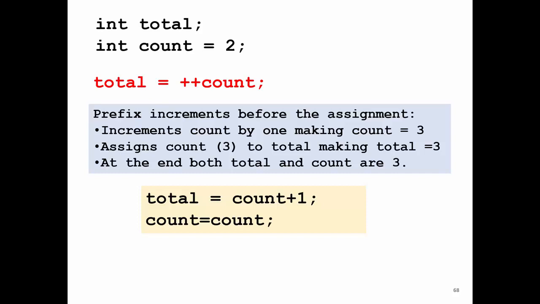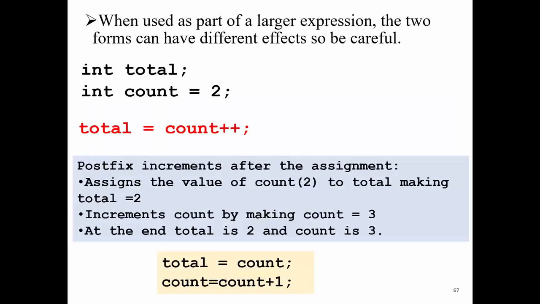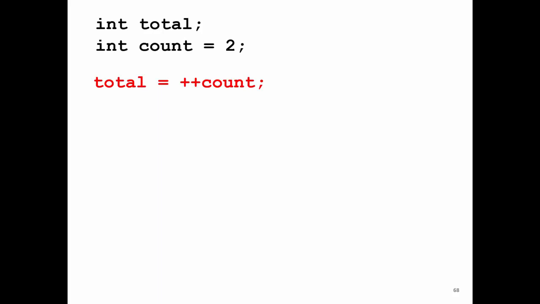But always, increment and decrement operators change the value by 1. Count still equals 2, right? The previous one? This one. Oh, it's written on the slide. Count is equal to 3 and total is equal to 3. On the previous slide, count is equal to 3 and total is equal to 2 because it's a post-increment. On the previous slide, you take the count, assign it to total, then increment it. In this slide, you take the count, increment it by 1, and assign it to total.